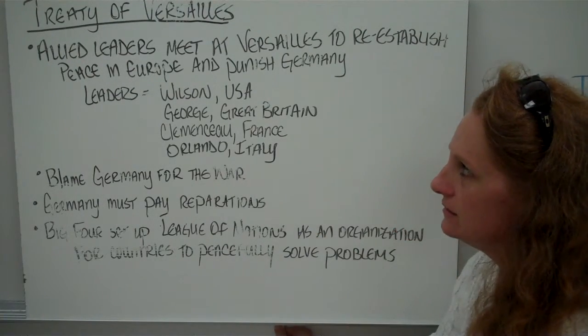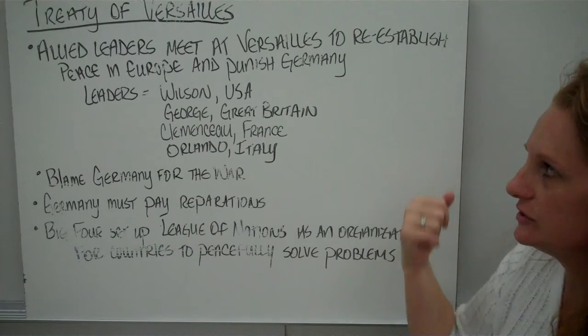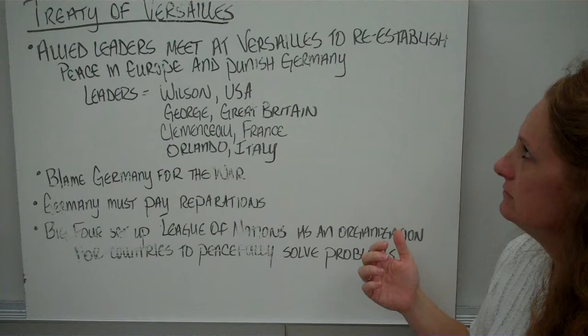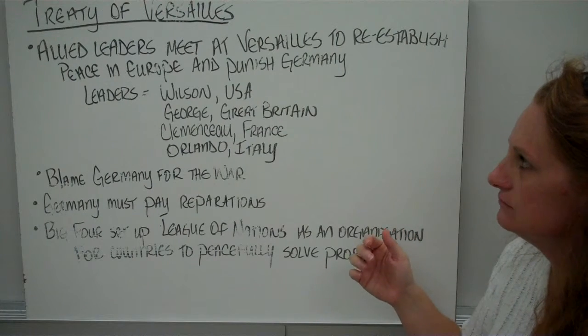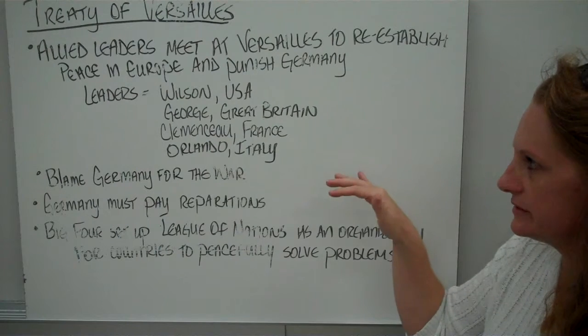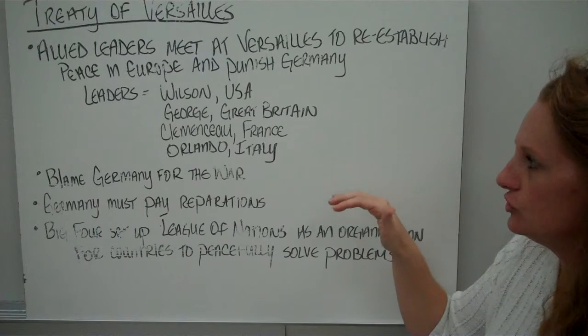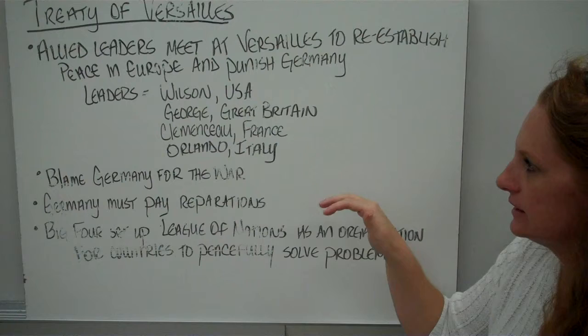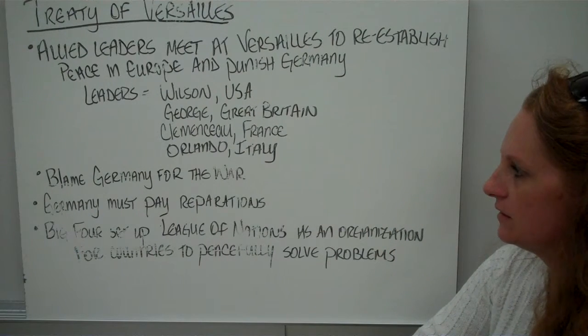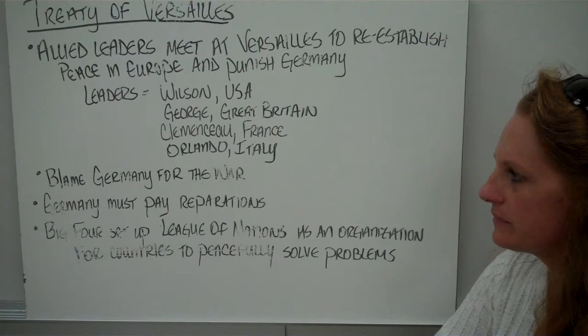The treaty that ended World War I is the Treaty of Versailles. The Allied leaders meet at Versailles to reestablish peace in Europe and punish Germany. The leaders are Wilson from the United States, George from Great Britain, Clemenceau from France, and Orlando from Italy. They're known as the Big Four.